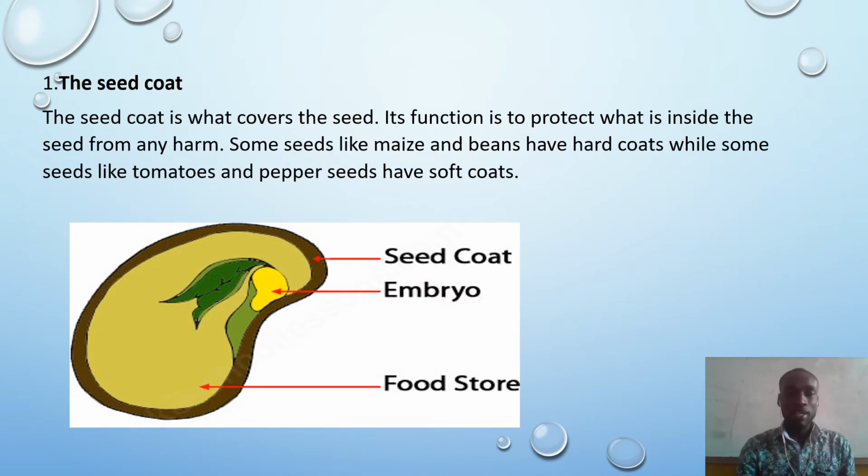So let's take a look at the various parts of the seed. With the first part, we have the seed coat. So the seed coat is what covers the seed. Its function is to protect what is inside the seed from any harm. Some seeds like maize and beans have hard coats, while some seeds like tomatoes and pepper seeds have soft coats. So you have the seed coat in the image. So that is the seed coat.